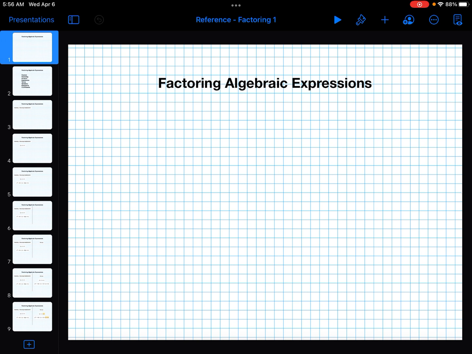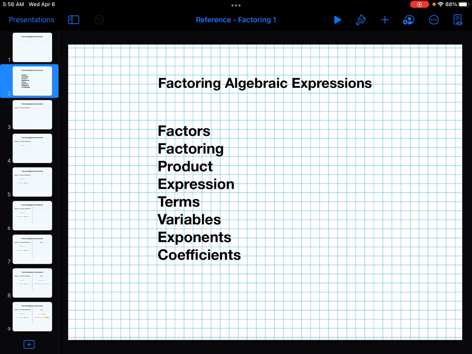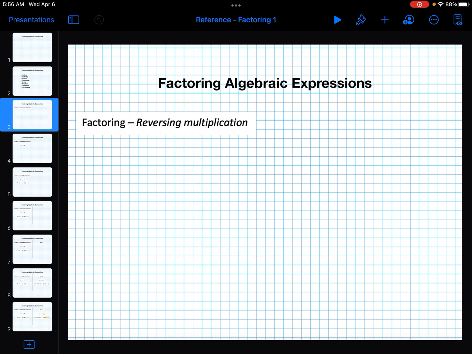In that spirit, let's make sure we understand what factoring means and some of the other terms that might be helpful to you when we look at this video are these terms. It would be helpful for you to take a moment and look up those terms and just make sure you understand what the words actually mean. Let's start off with factoring itself.